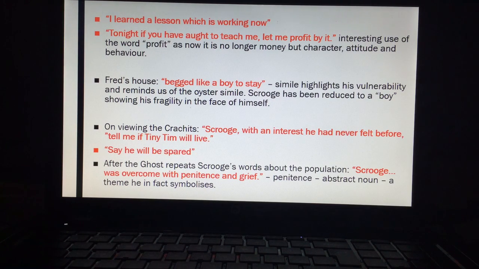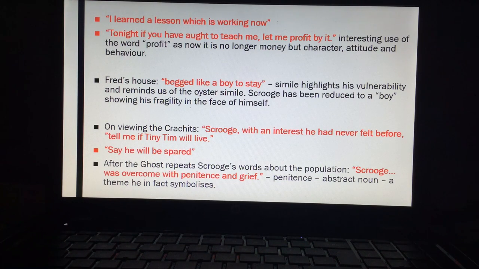Fred's house, then we get, he begged like a boy to stay. Another simile. It is highlighting his vulnerability. It reminds us of the oyster simile, that inside this guy is vulnerable. Scrooge has been reduced to a boy. He's fragile. He's fragile in the face of himself.